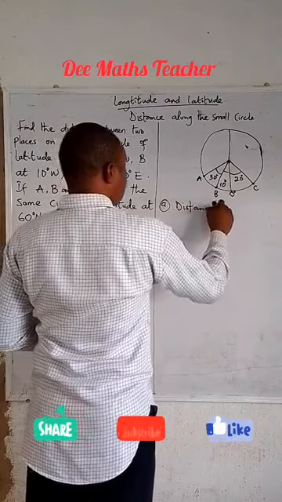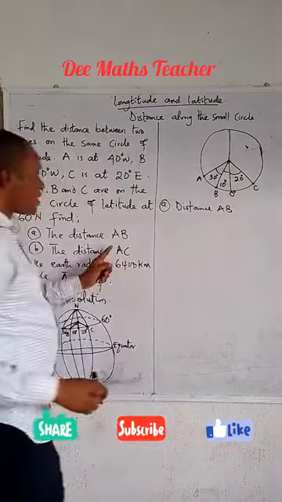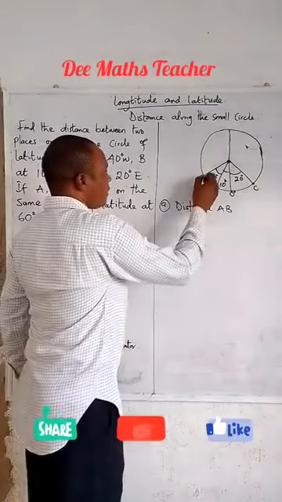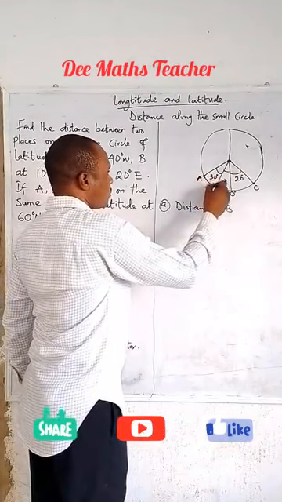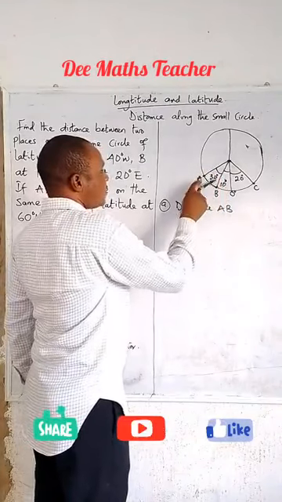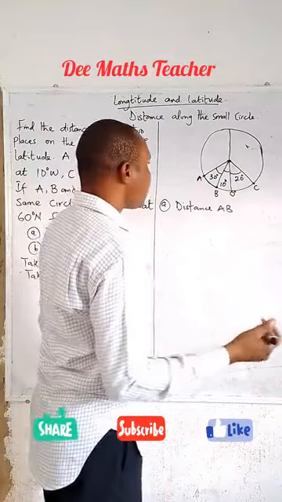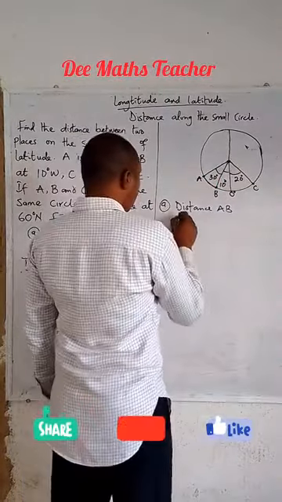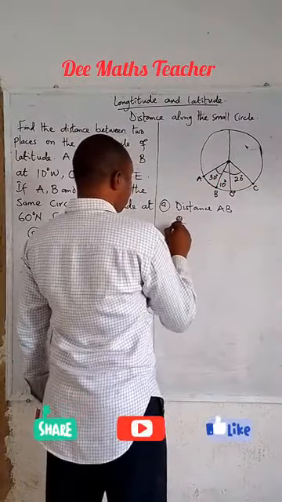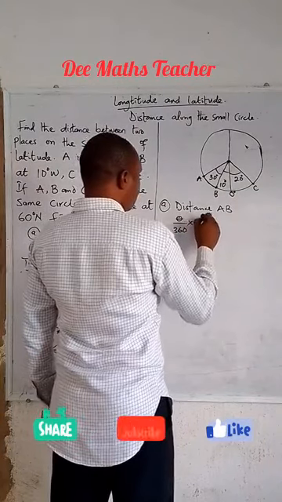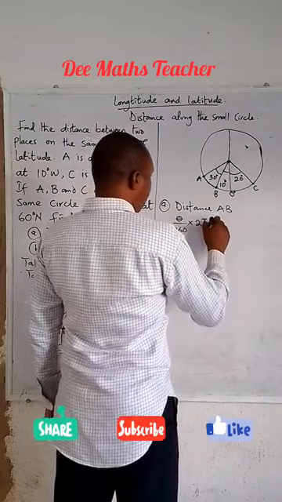Distance AB. Distance AB is the arc between this region. So we are going to find the distance between A and B. And from the formula of finding the arc of the circle, we have theta over 360 multiplied by 2 pi r.